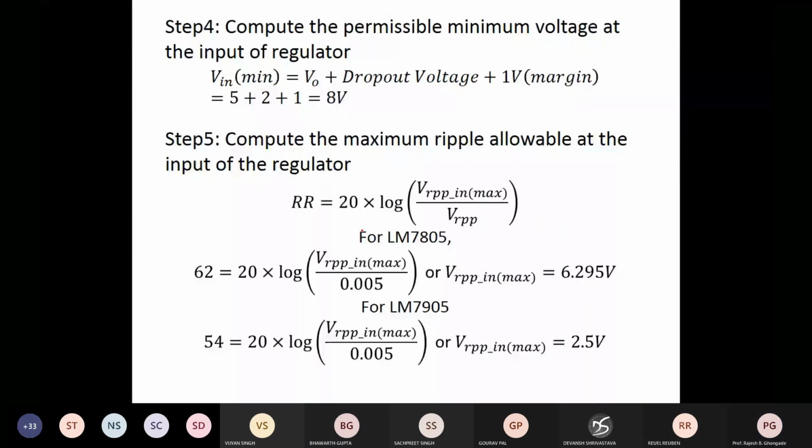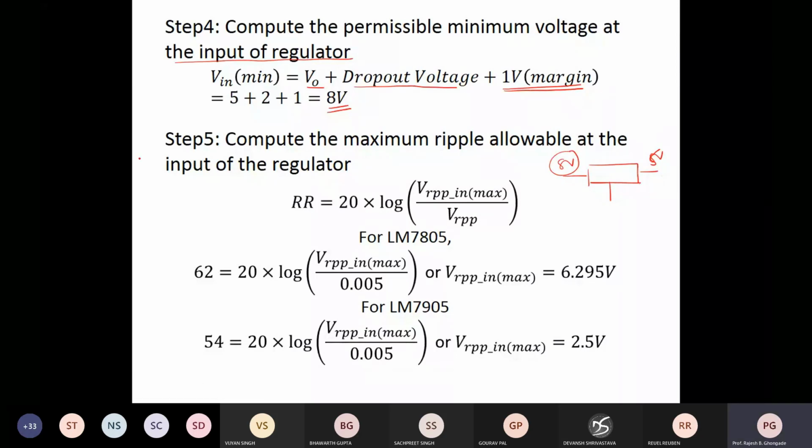Step 4. We compute the permissible minimum voltage at the input of the regulator. Because dropout is known to us, and output voltage is known to us, we can find out the minimum voltage that should appear at the input of the regulator. That is Vin minimum, which is Vout plus dropout, plus a safety margin of 1 volt. That turns out to be 8 volts. So at the input to my regulator, I must have a minimum of 8 volts, since the output is 5 volts.